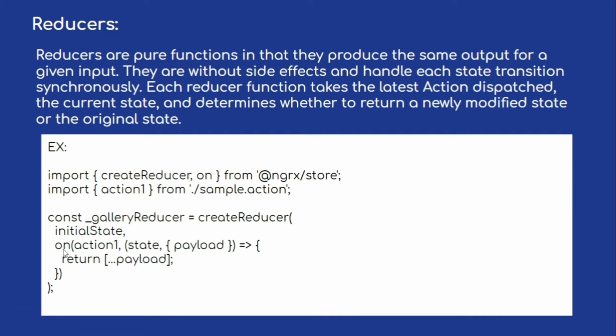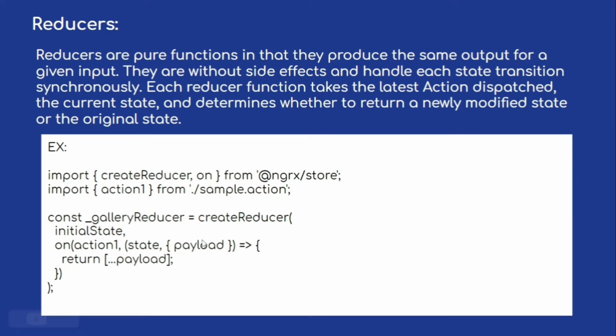After the first parameter, every parameter will be an on. Using on, we can register any number of action methods. See here, action one is registered with the on function that loads from the NgRx store. Whenever this action one is raised, the reducer will automatically listen. Then it takes an anonymous function. The first parameter of that anonymous function is the state, which is automatically injected by the NgRx store with the existing state.